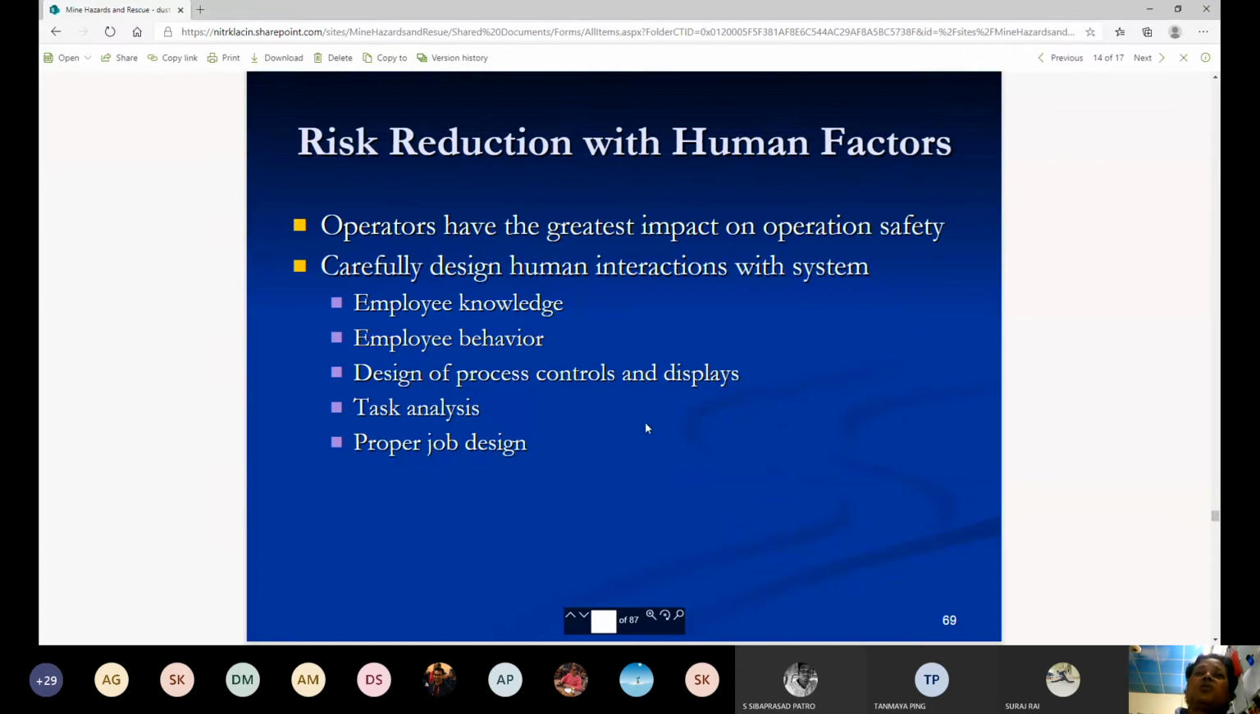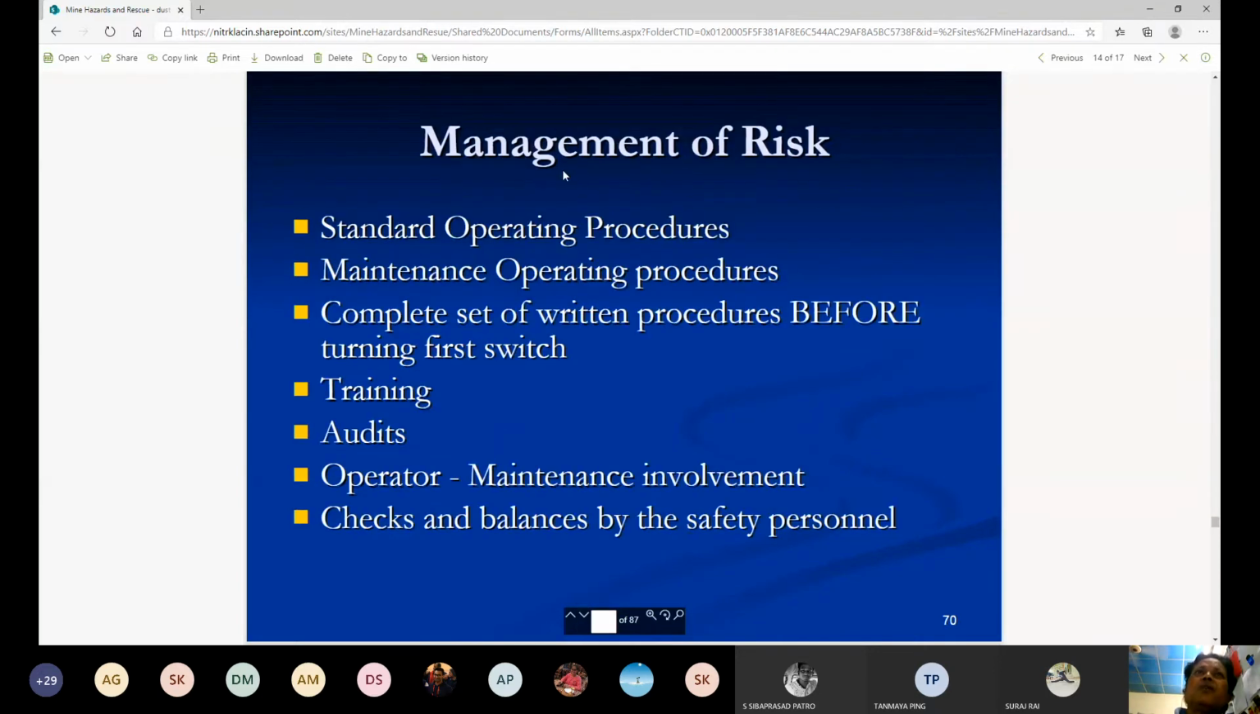they are exposed to explosion. That is why you have to design your mine such that explosions are not going to take place. Then you have to follow the standard operating procedure, maintenance operating procedure. You have to give training to the people. You have to audit the mine atmosphere from time to time. Okay.